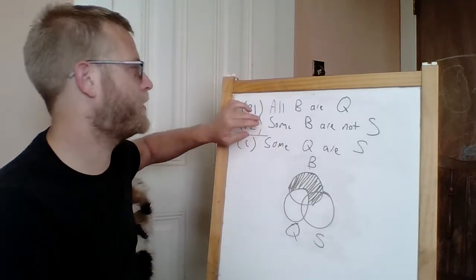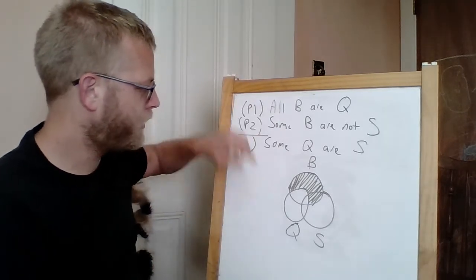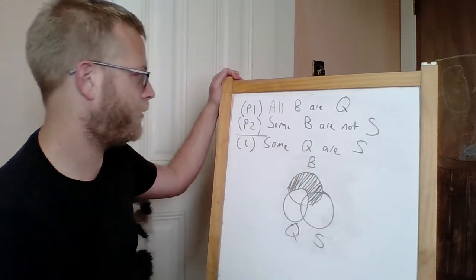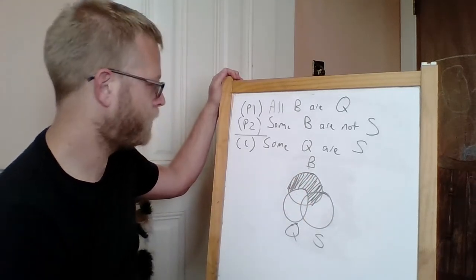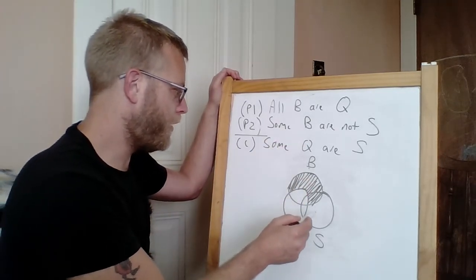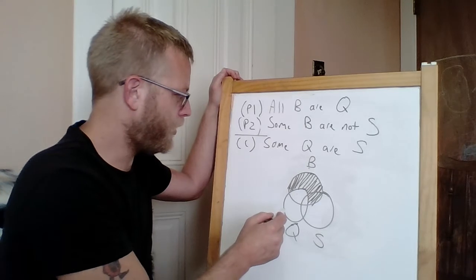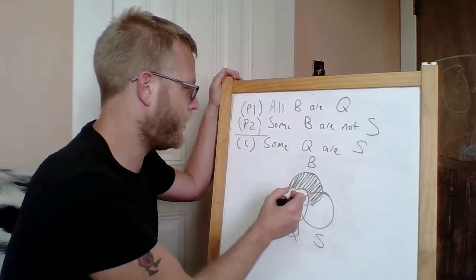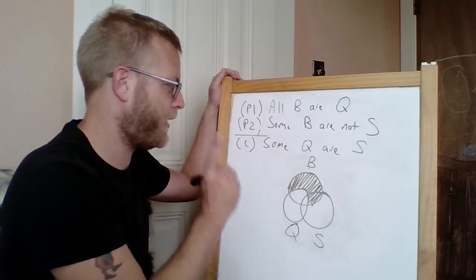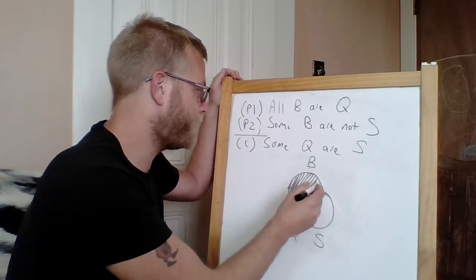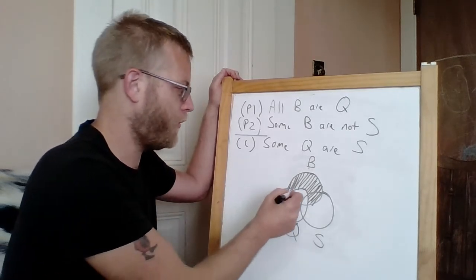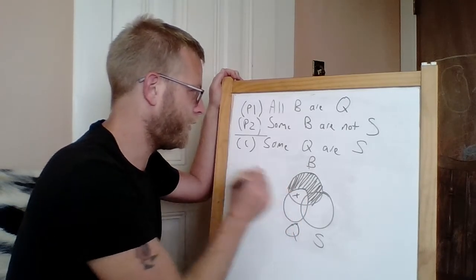Now we want to represent some B. Some members of the B group are not members of the S group. So we put an X somewhere in the B circle. Some is going to be an X to indicate at least one. It's going to go in the B circle somewhere, but outside of the S circle. Well, there's only one spot for that, right here. Okay.